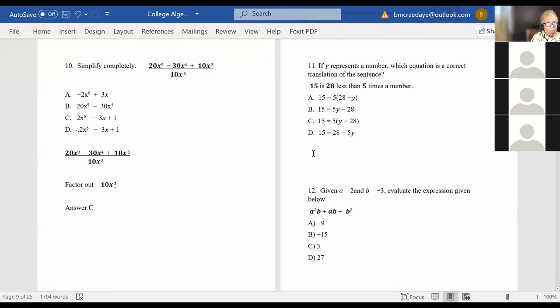Latoya, number 11. What is the answer? I said C. I don't know. What is the number? Which is the correct answer? It said 15 is less than 5 times the number. 28 less than 5 times the number. So it's gonna be 15 equal.